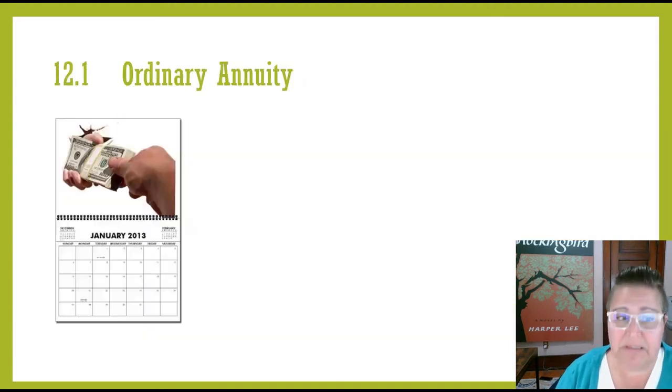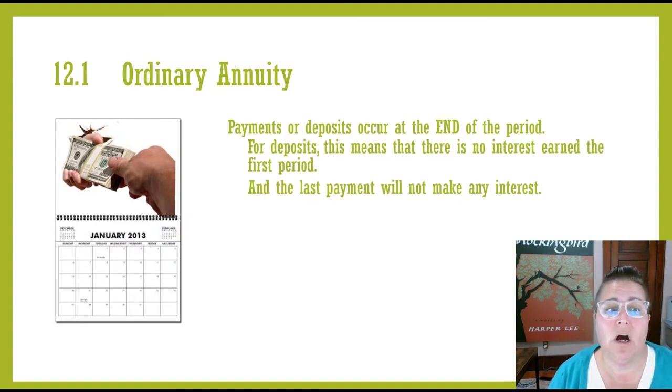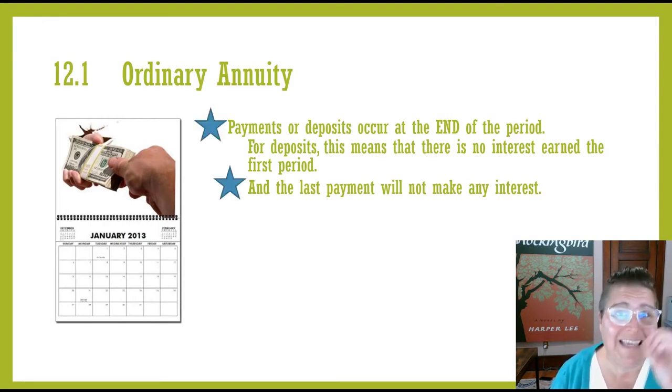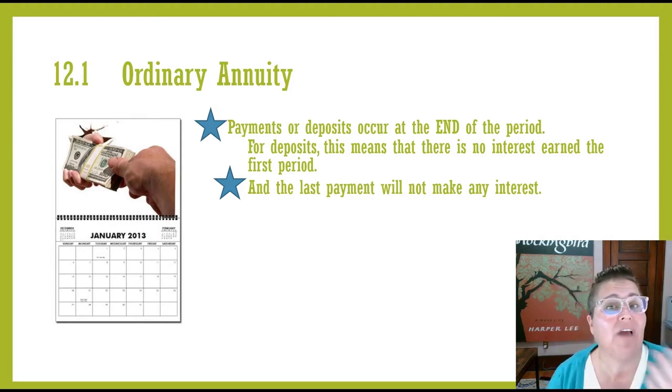All right. Specifically in 12.1, we are doing ordinary annuities. And as you recall, ordinary annuities are payments or deposits that occur at the end of the time period. For a deposit, that would mean there is zero interest earned that first period, and the last payment is not going to make any interest at all. So these are two key ideas in an ordinary annuity: that the payments or deposits occur at the end of the month, and that will have consequences to the amount of interest that is earned.